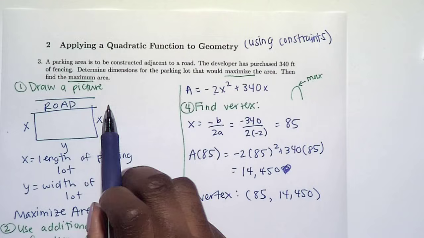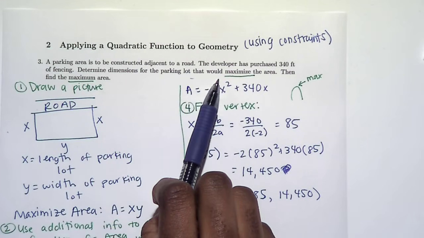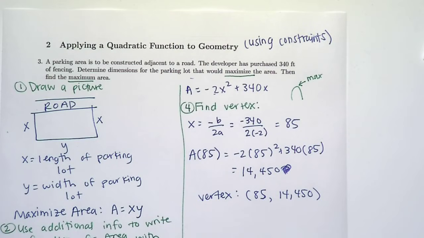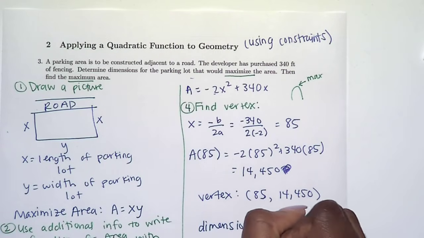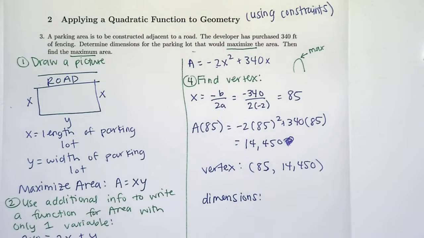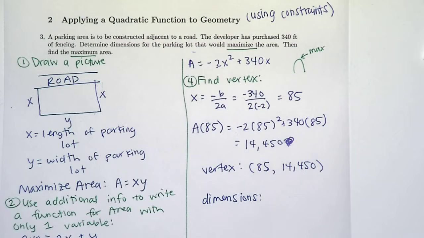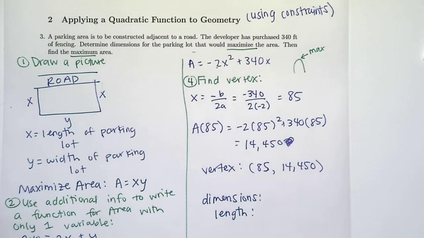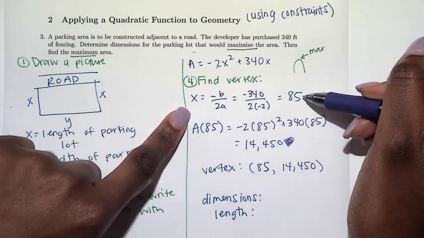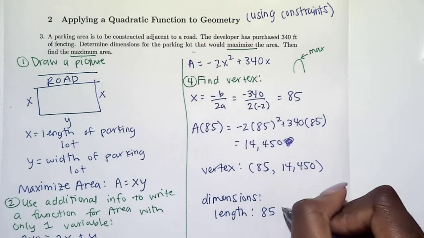All right, and then finally, let's answer our question. The question is, determine the dimensions for the parking lot that would maximize the area. So what do we mean by dimensions? Well, those are the side lengths of our rectangle, or our parking lot. So dimensions would be our length, which is our x. The length that would maximize, we already found it. x is 85. I'm going to put my units here. We're using feet.